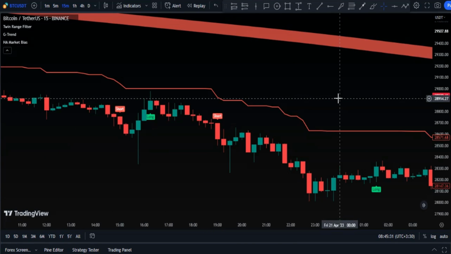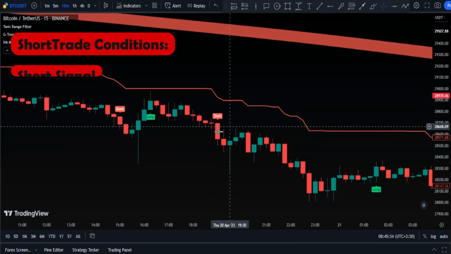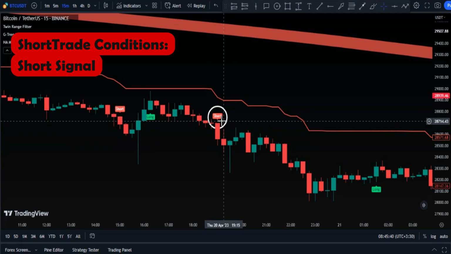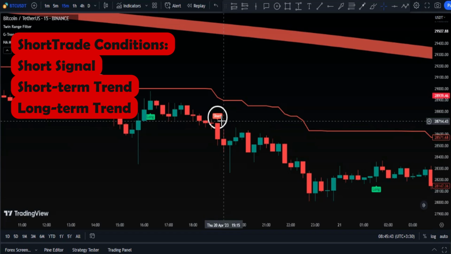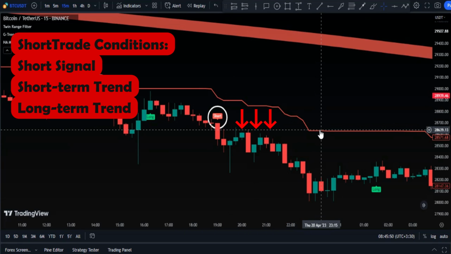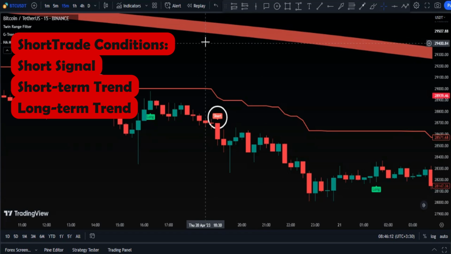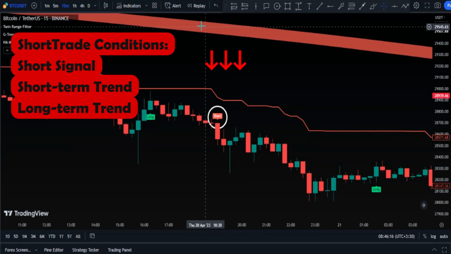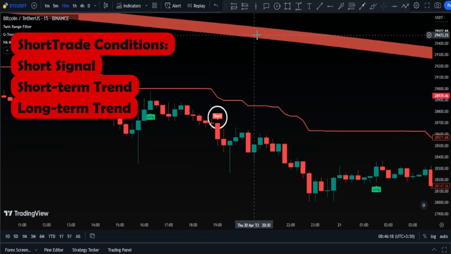Also, for entering short trades, we must first get a short signal from the twin range filter indicator. After that, we have to be sure that short-term and long-term trends are both descending. If the price is below the G-Trend indicator and also the color of the G-Trend graph is red, then the short-term momentum is downwards. And if the price is below the market bias indicator and the graph of market bias itself is red, the long-term momentum is also downwards.